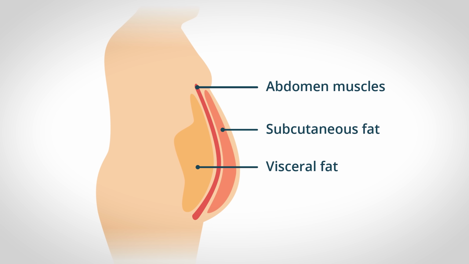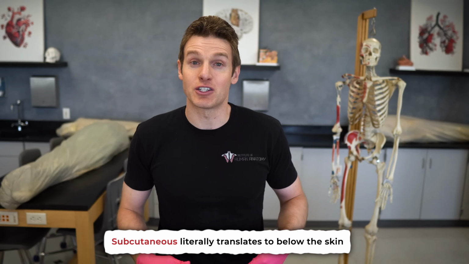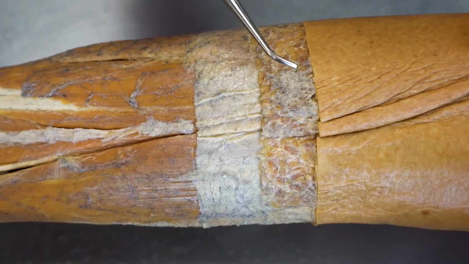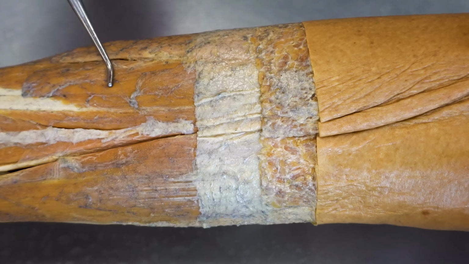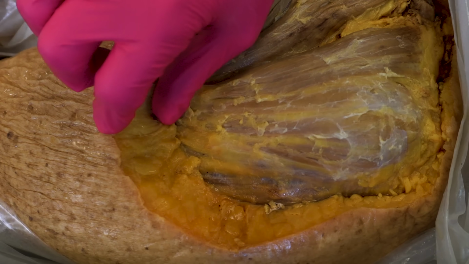Earlier I mentioned that fat can also be categorized by location, and this is where we get into subcutaneous fat versus visceral fat. Subcutaneous literally translates to below the skin, and so subcutaneous fat is found below the epidermis and the dermis that you can see here, but it also covers up muscles, and it can be millimeters thick all the way up to several inches thick. And so people who are concerned about muscular definition will often try to make this subcutaneous fat as thin as possible.